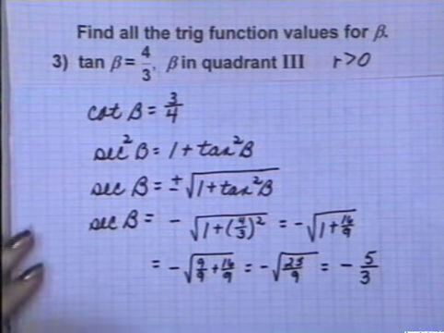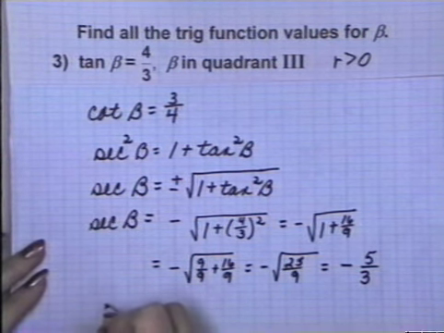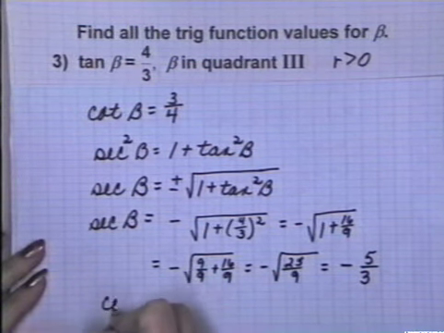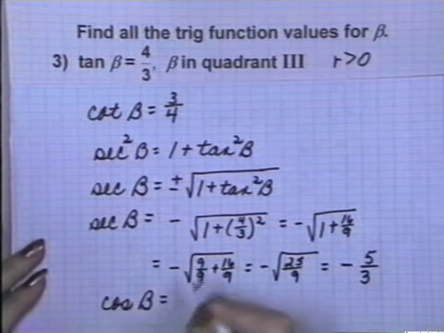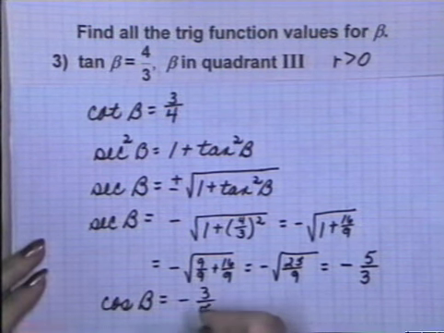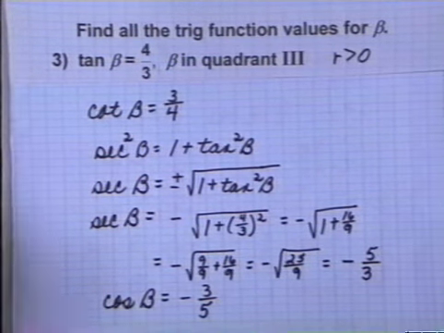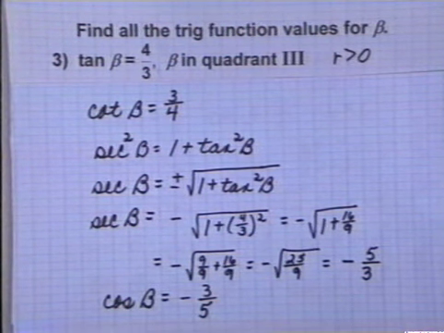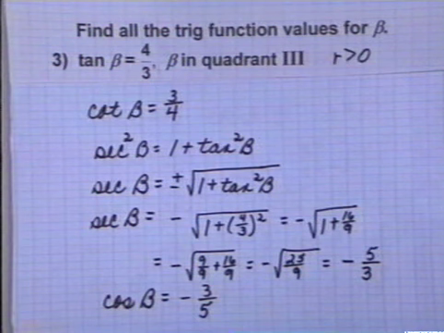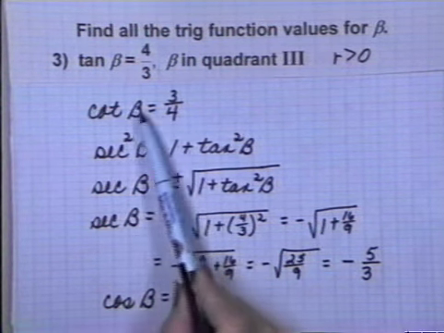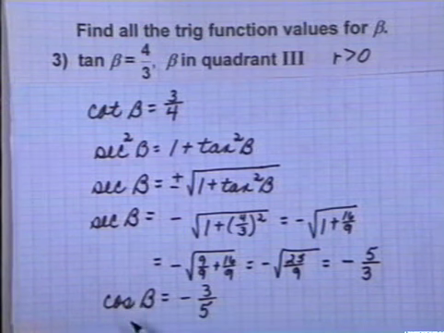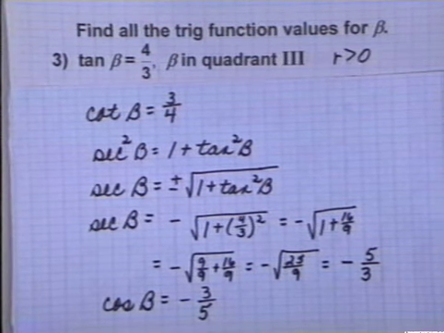I think the easiest thing to find when I have the secant here would be the cosine. It's the reciprocal. So the cosine of beta then is negative 3/5. So I have 4 of my function values. Now the only 2 that I need are the sine of beta and the cosecant of beta. It's really up to you. If I know the cotangent of beta, then I can find the cosecant. And if I know the cosine of beta, then I can find the sine.